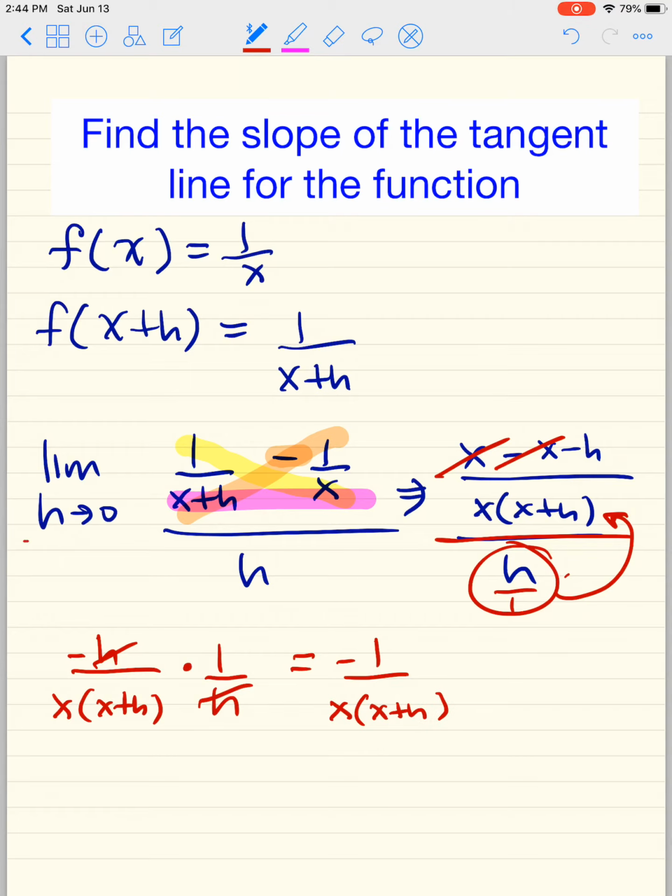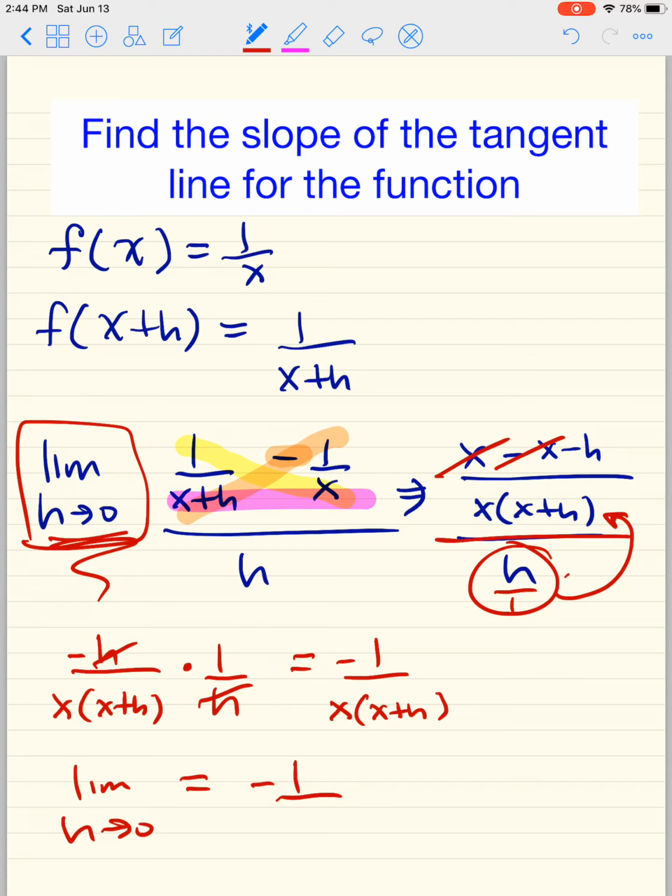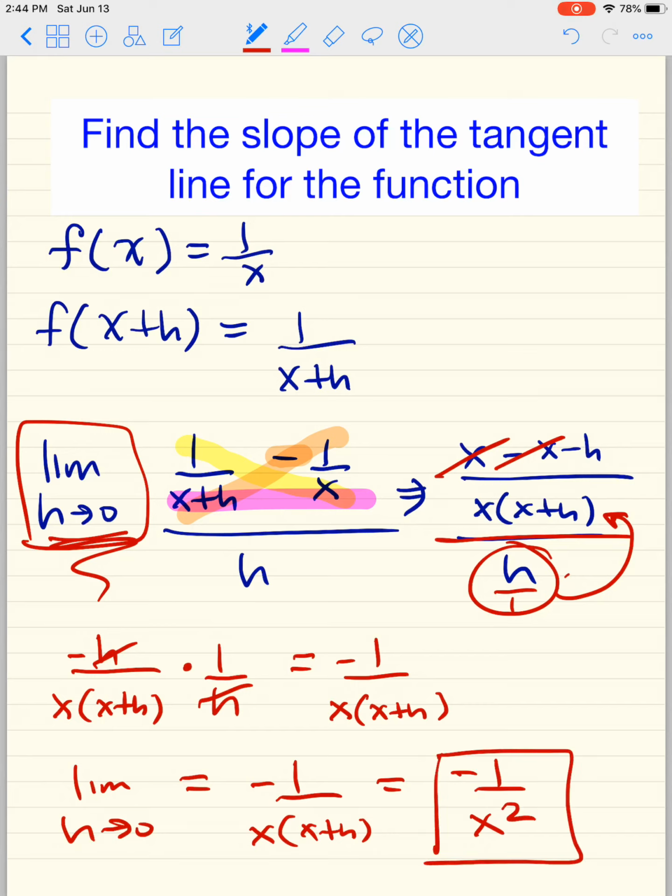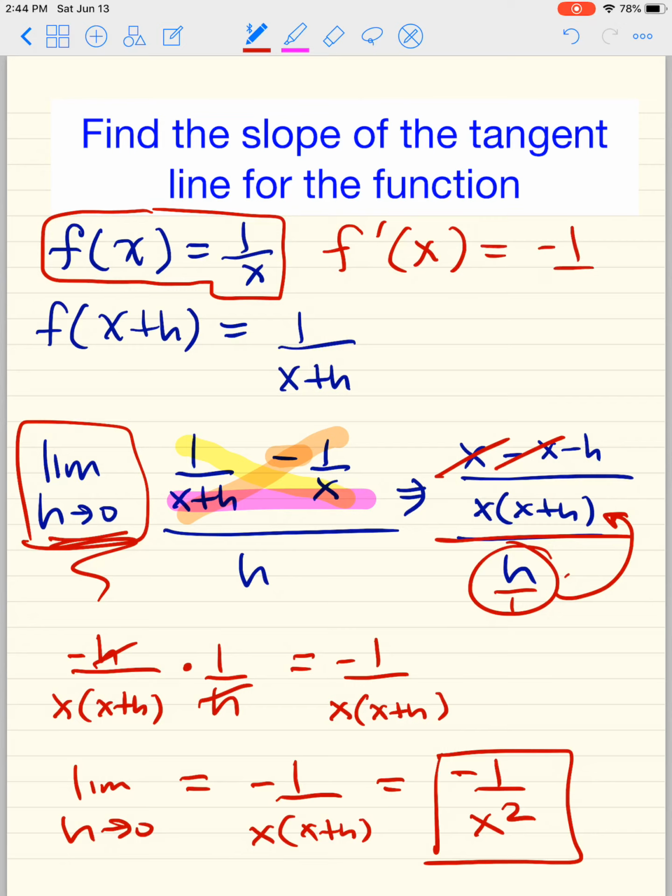Now, remember, we have to apply this limit as h approaches 0. So, when we say the limit as h approaches 0 of this guy here, that's going to give you negative 1 over x squared. Okay? So now, what we just did was we said if f of x equals 1 over x, then the derivative is going to be negative 1 over x squared. And we showed that by using the definition of a derivative.